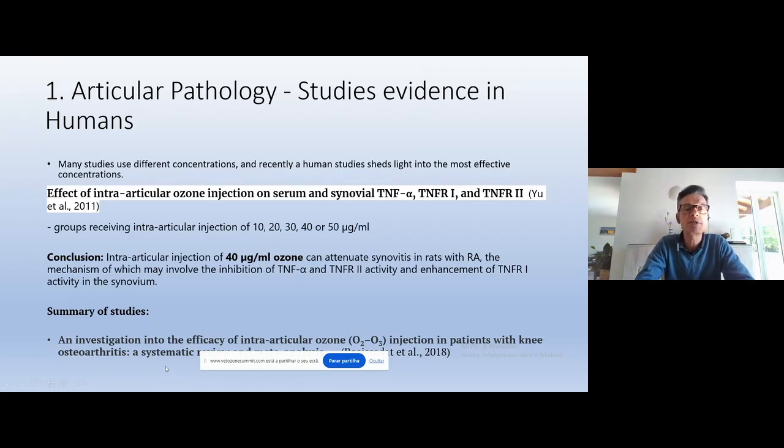In this summary of studies, I put here an investigation into the efficacy of intra-articular ozone in knee osteoarthritis in human patients. I put this study here because I think it is relevant for all of you to look up, for those who are interested in further reading and want to know more.